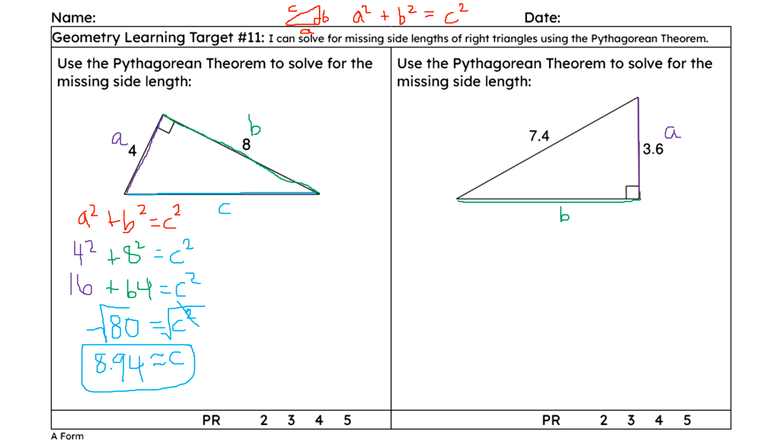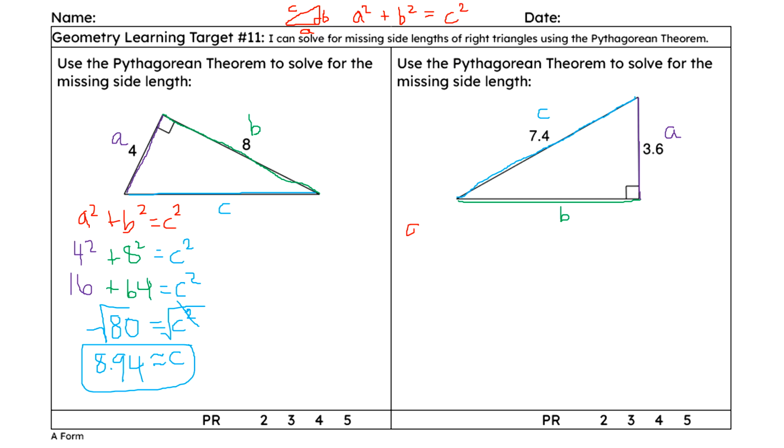And this time I am given the hypotenuse of C. I'm given 7.4. This is the side length that's across from the 90-degree angle, so that's going to be your C. So now I'm going to have my unknown in a different place in the equation, and I'm going to have to do a little bit of moving around to figure out what B is in this case instead.